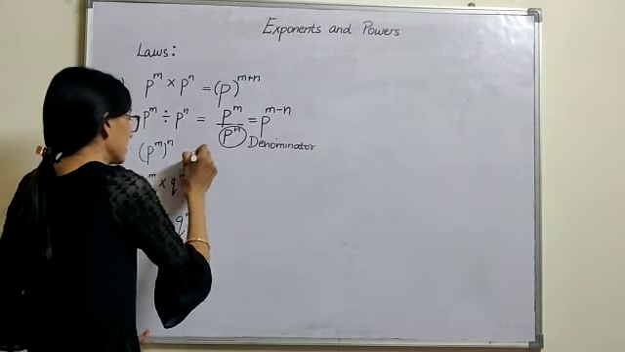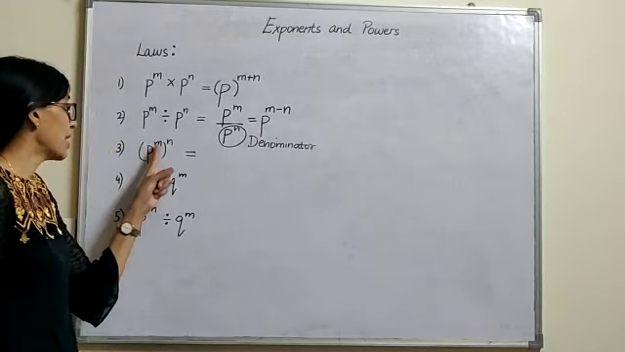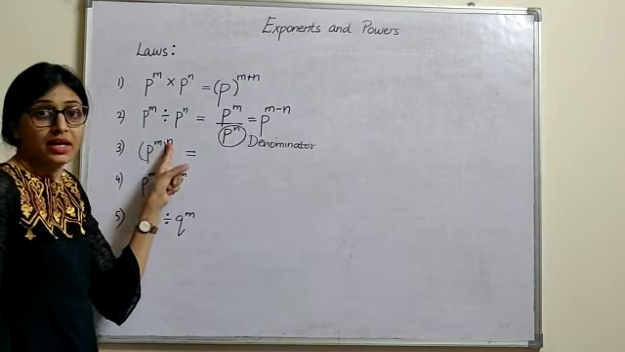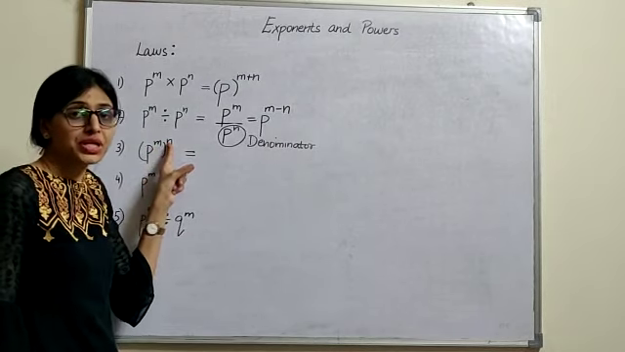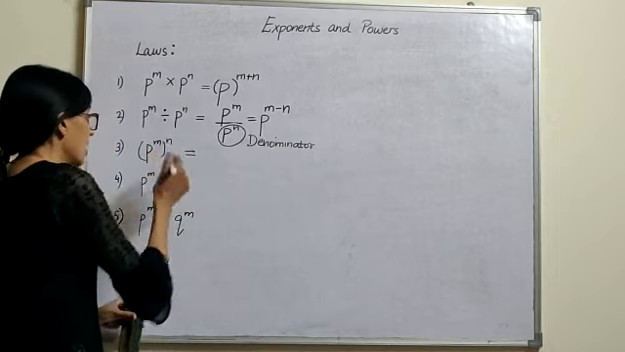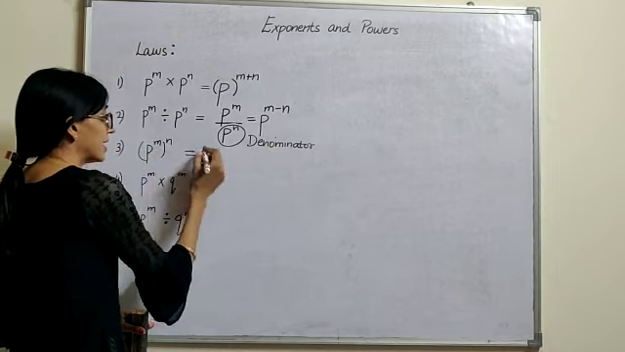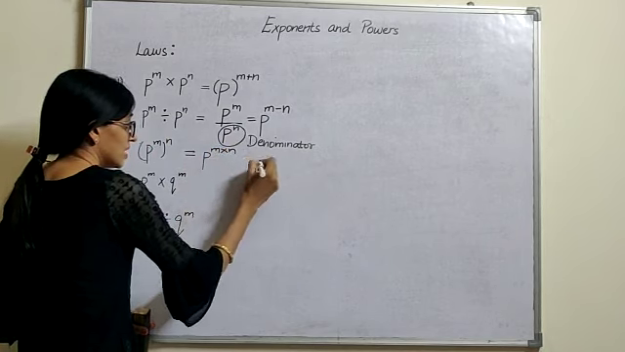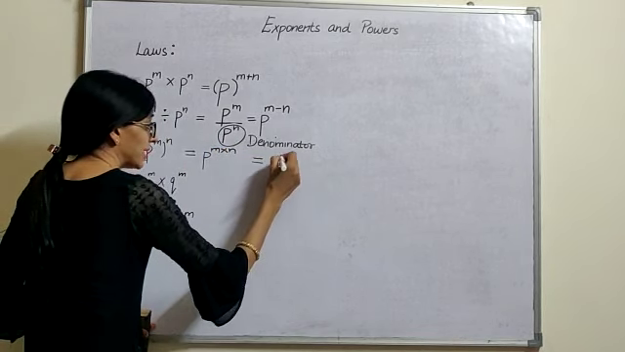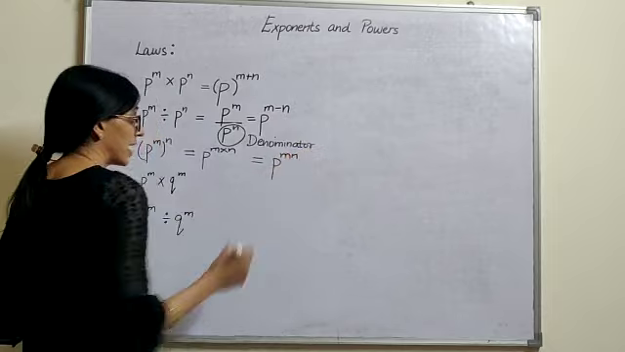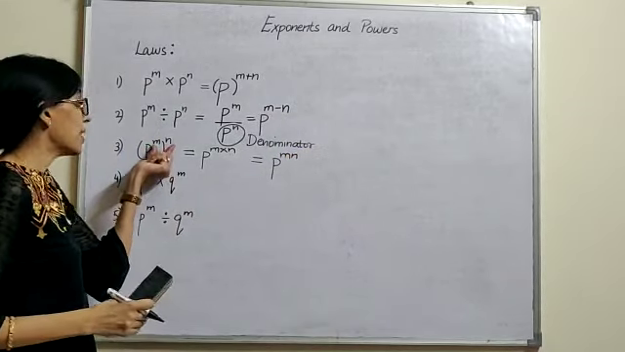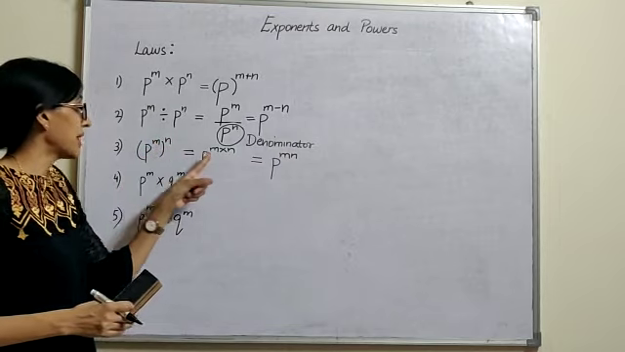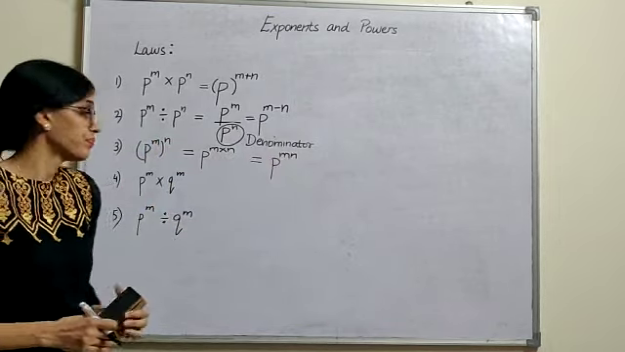Next part is p raised to power m and whole raised to power n. Whenever you get a question in this form, both m and n, they multiply with each other. So the answer will be p raised to power mn. They both multiply with each other. Both the powers multiply with each other.